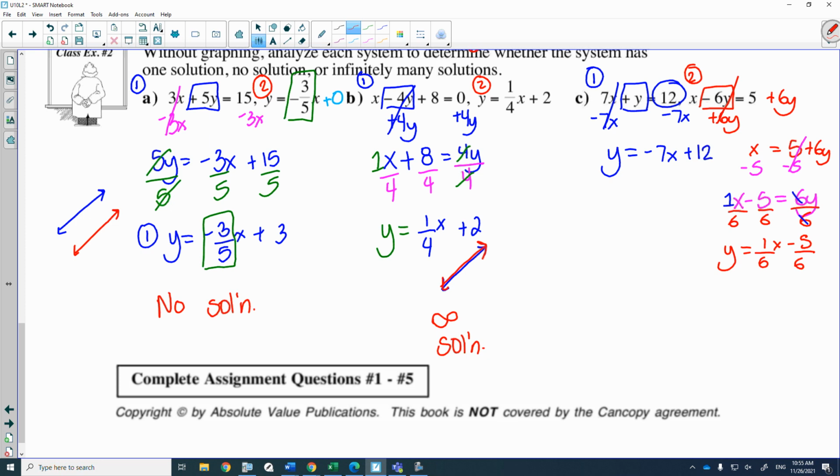These two, I look at them and I say, are these identical? Nope. So they're not infinite. Then I say, are the slopes the same? Nope. So they're not parallel. What's the only other case that it could be? One solution. These two are going to have one solution. This one's a negative slope, so it would look like this. This is a positive slope, it would look like this, and it would have one solution.